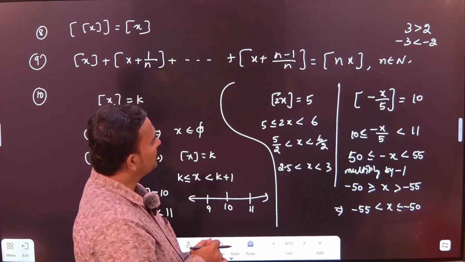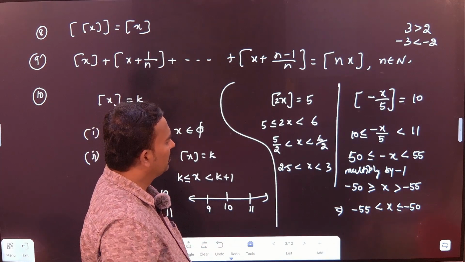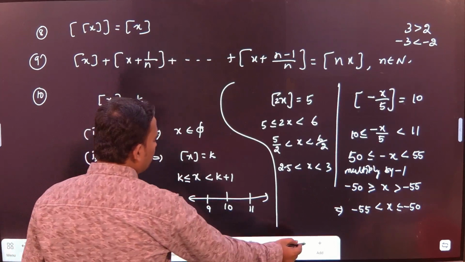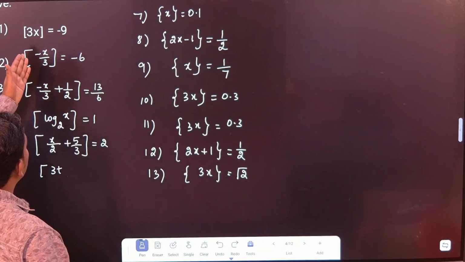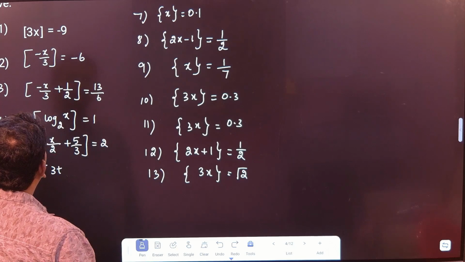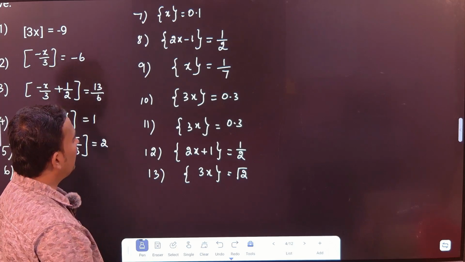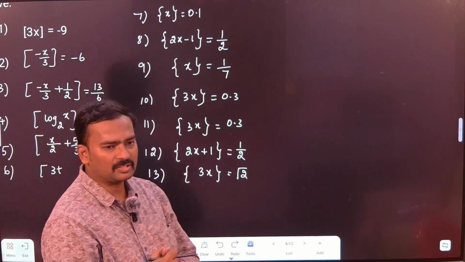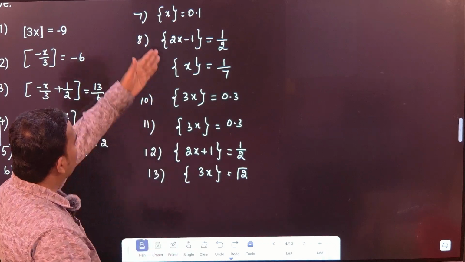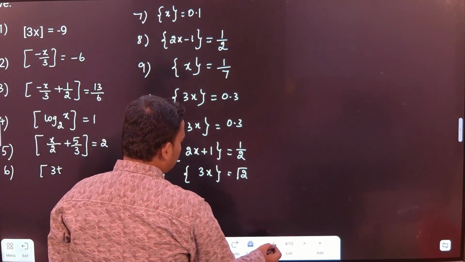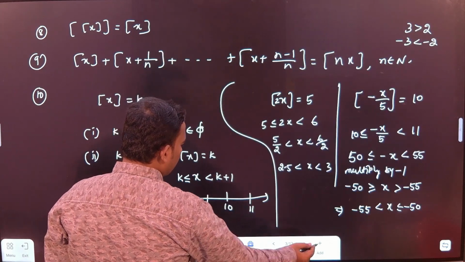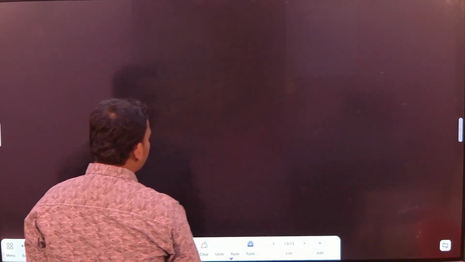Okay. So fine. So we'll do the next question. Next you can see, we'll do it one by one. So the greatest integer function of 3x you can do. But before that we have to understand the fractional part function also. Then only we can solve these questions, right? Before that I will add another page. I hope everyone understood the greatest integer function.